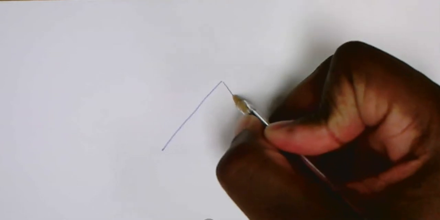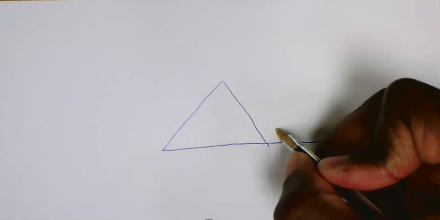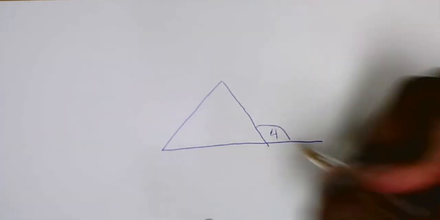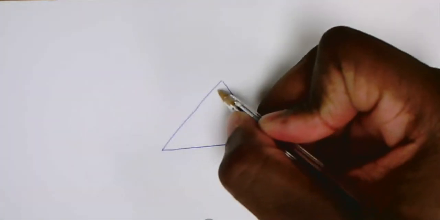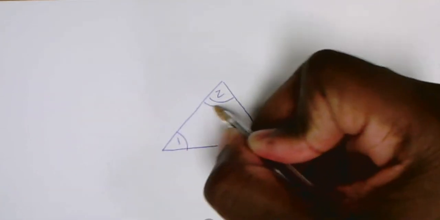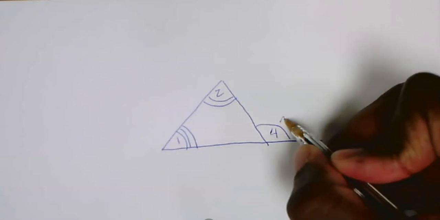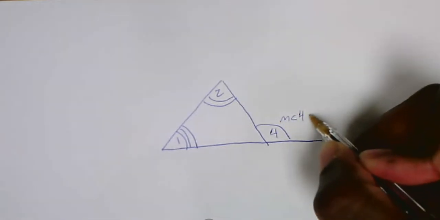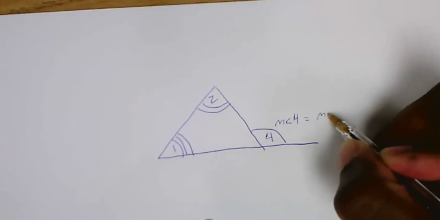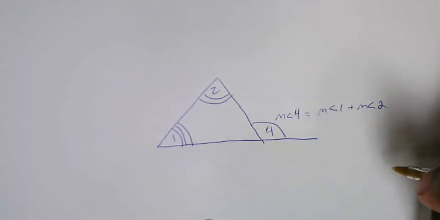Now, in a triangle, we've got a theorem that deals with exterior angles. It says this. I'm going to call this exterior angle angle 4, and that's the angle here. You have these two angles here, I'm going to call them angle 2 and angle 1. They're not equal to each other, so I'm giving them a different number of hash marks. The exterior angle theorem says this: the measure of angle 4 equals the measure of angle 1 plus the measure of angle 2.